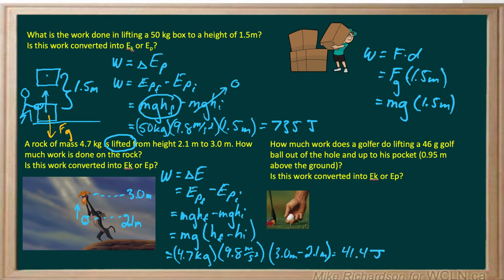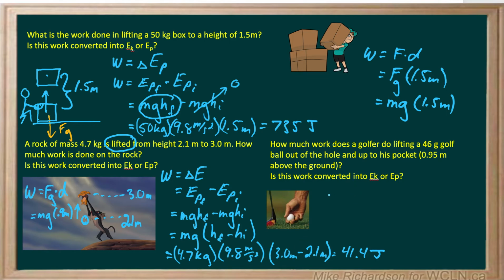Now, once again, I could just do force times distance, where my force is the force of gravity, except I'm acting in an upward direction to actually overcome the force of gravity. The distance over which that force acts would be 0.9. So it would just be mg times 0.9 meters. And again, that's the same as what we did down here.